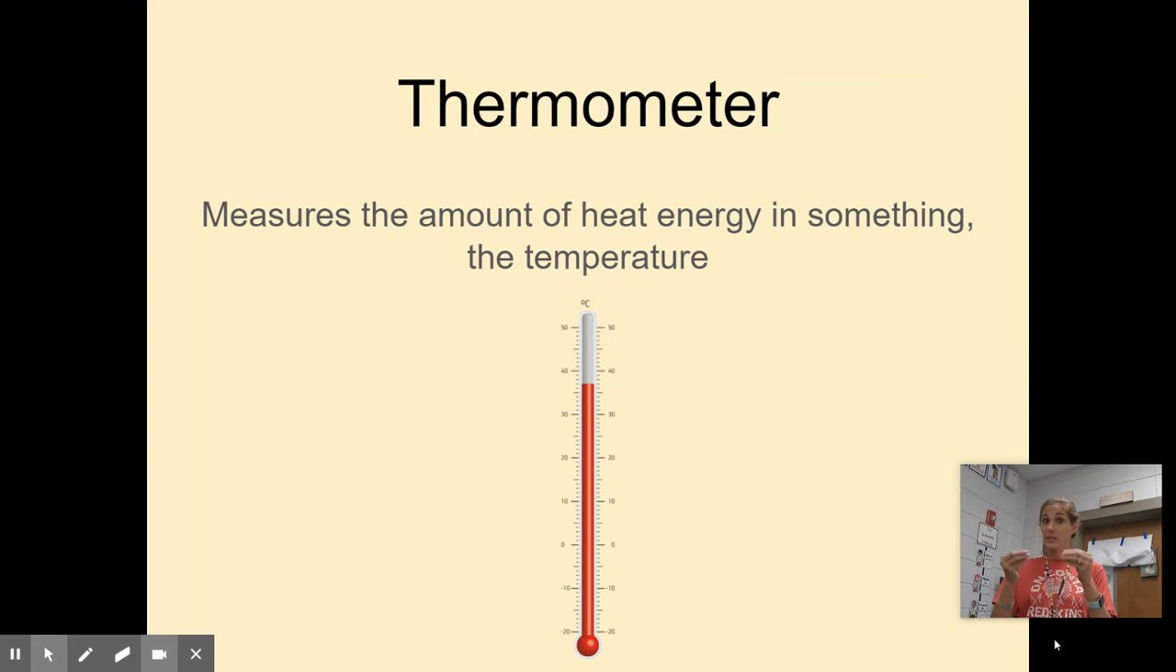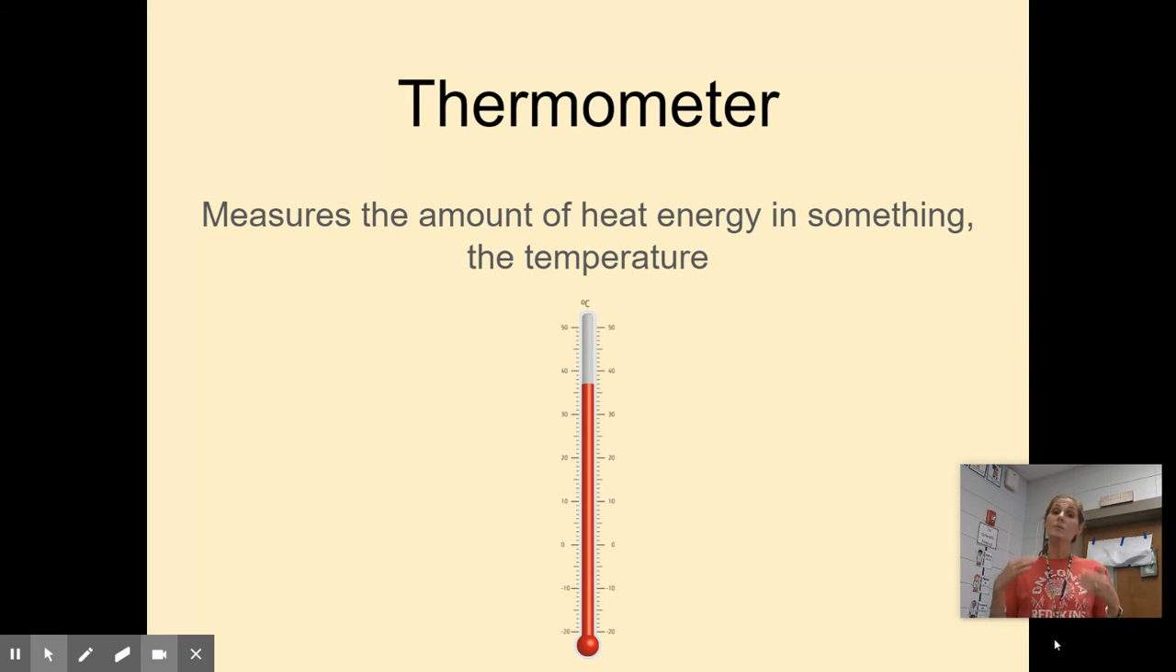So when there's more heat energy, it's going to be hotter. The thermometer is going to go up. If there's less heat energy, it's going to be colder. So the thermometer is going to come down. If it is one that uses, like in this picture, the red liquid. Remember back in olden times, they used to use mercury. Now it's just a red liquid.